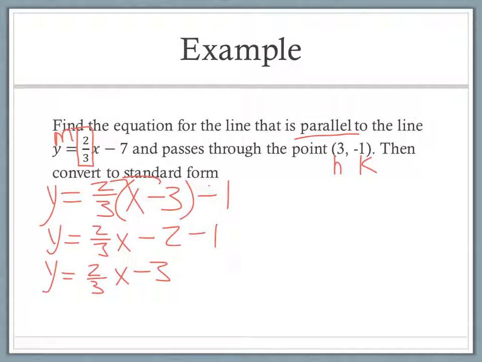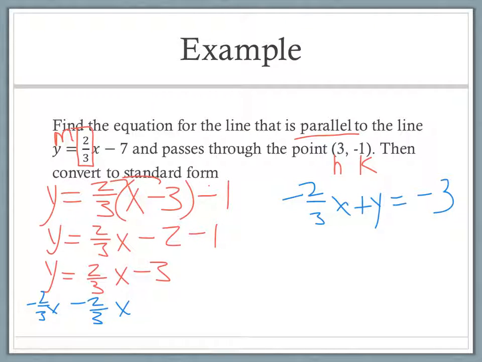Now I have to convert to the standard form, so I need to get everything over to one side. So I'm going to move this 2/3 x over to the other side by subtracting it from both sides. So I'm left with negative 2/3 x plus y equals negative 3. Now remember, when we're writing in standard form, we have two rules. We can't have a negative in front of the x term, and we can't have fractions. So in order to get rid of the negative, I multiply everything by negative 1. And to get rid of a fraction, we'll have to multiply by the denominator. So I'm going to multiply everything by 3. So I can actually do it in one swoop. I'm just going to multiply everything by negative 3.